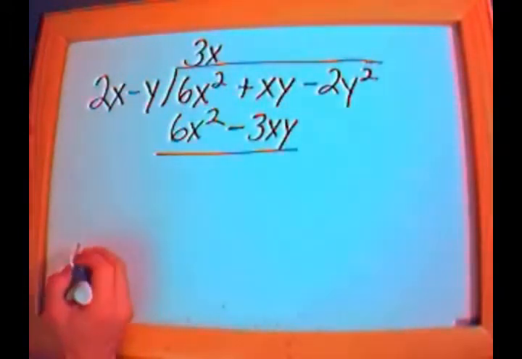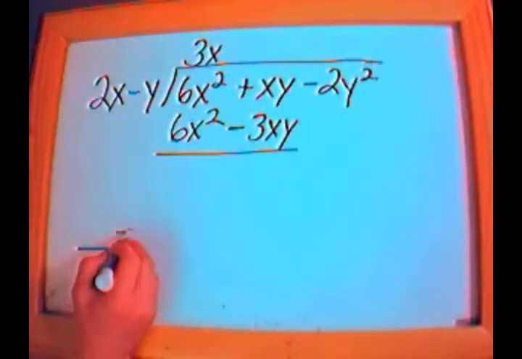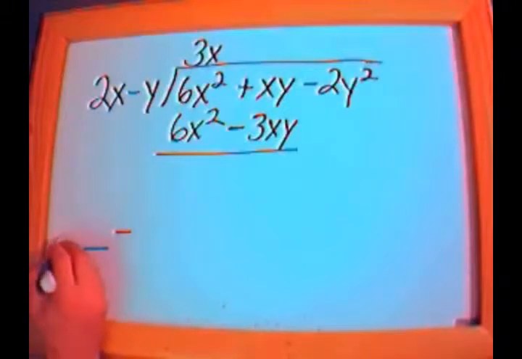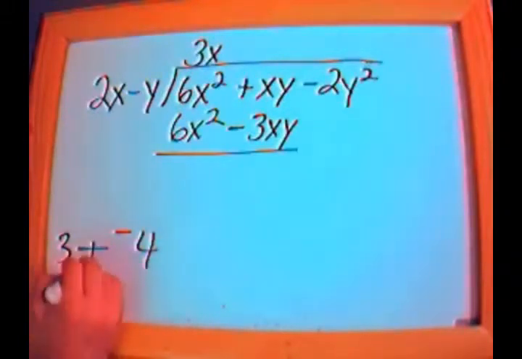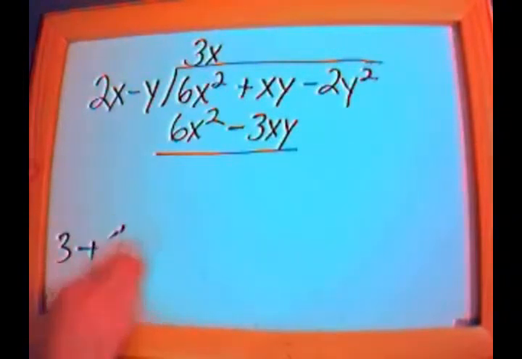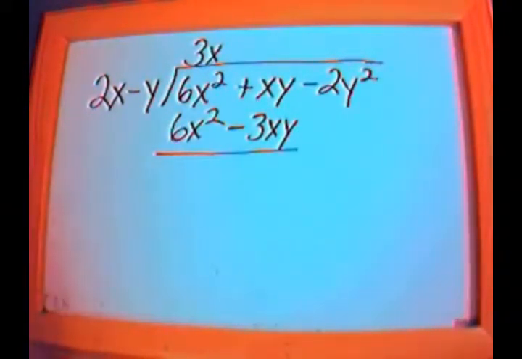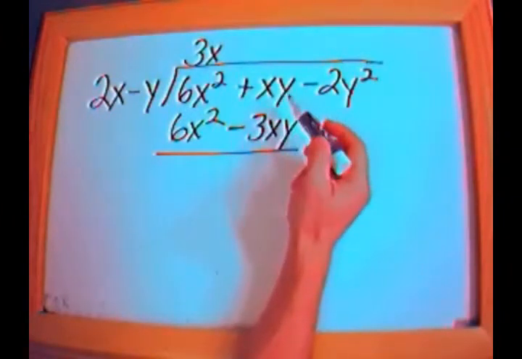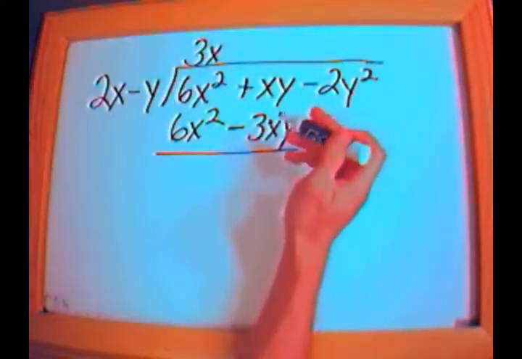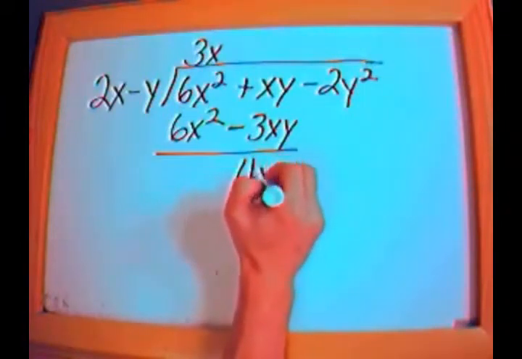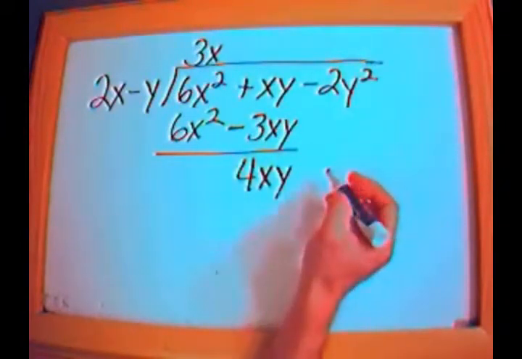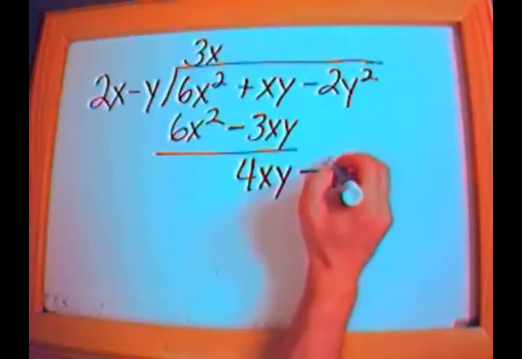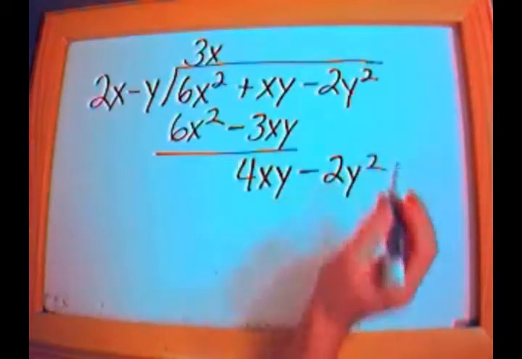Anytime you're subtracting a negative number like this, like 3 minus negative 4, you can kind of put a plus here and a plus here because the negatives sort of cancel out, and you end up adding them together. So that's exactly what we're going to do here. xy minus negative 3xy is basically the same thing as xy plus 3xy. So I'm going to have 4xy, positive 4xy, and I carry down the next term, minus 2y squared.